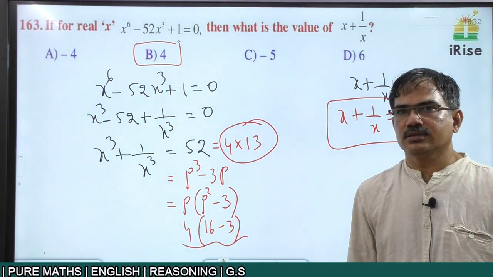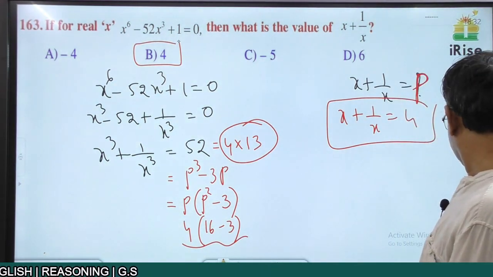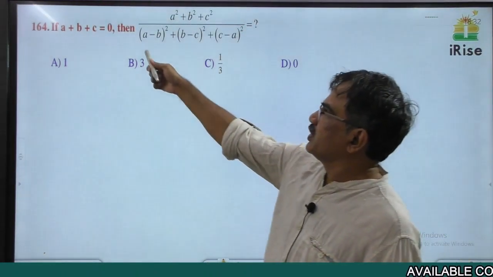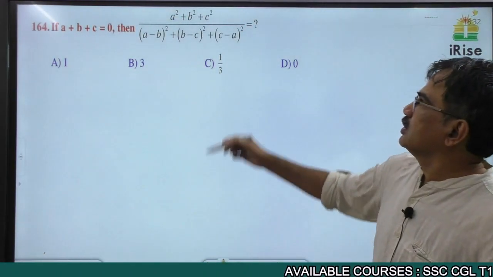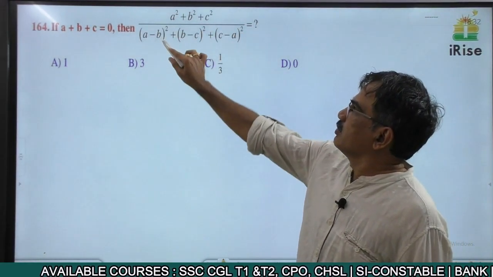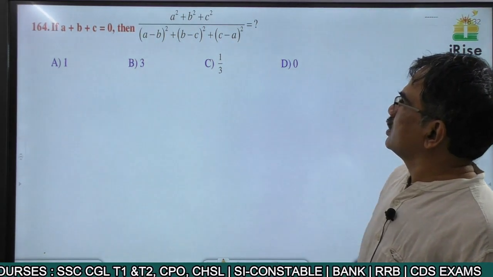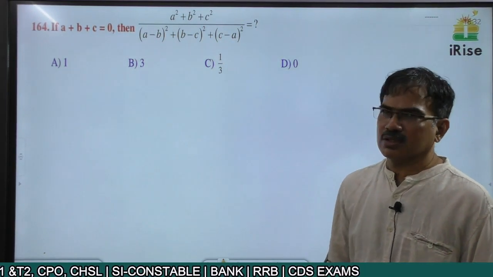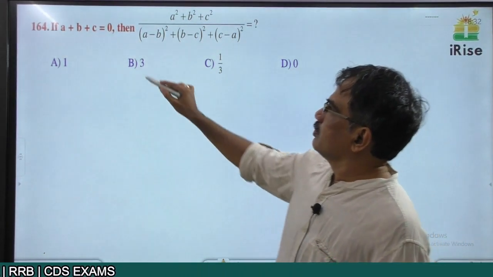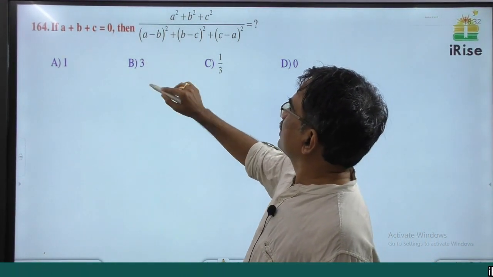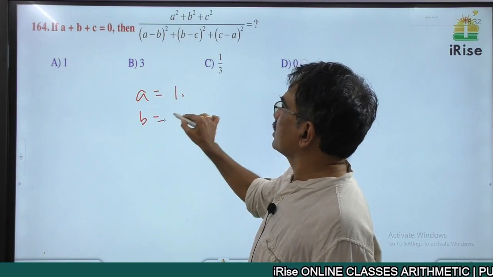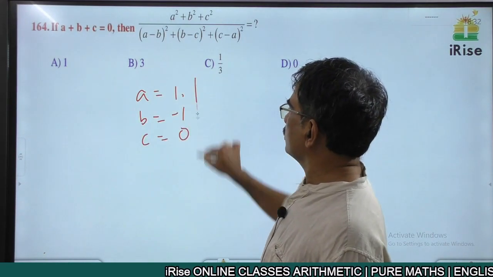Okay? Next question. Same as the previous one. If a plus b plus c is 0, then what is a square plus b square plus c square by a minus b whole square plus b minus c whole square plus c minus a whole square? Here, if a plus b plus c is 0, I want to consider a as 1, b as minus 1 and c as 0.